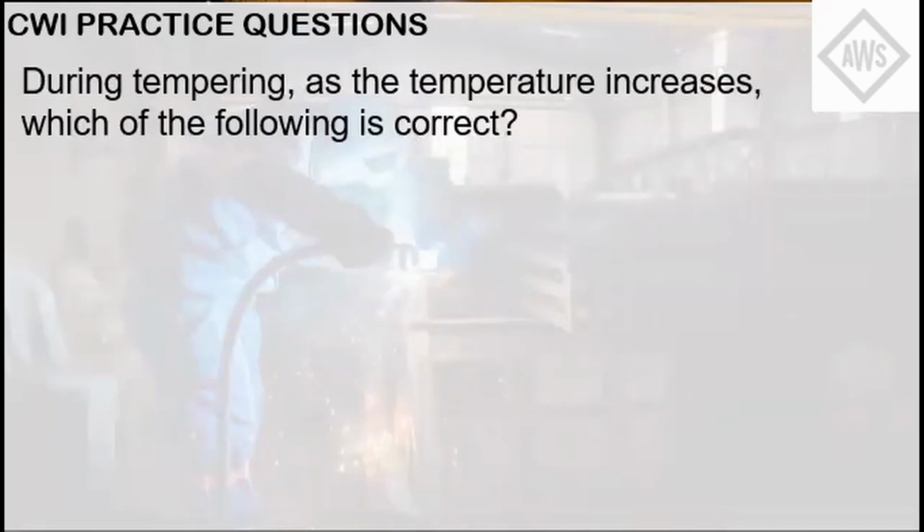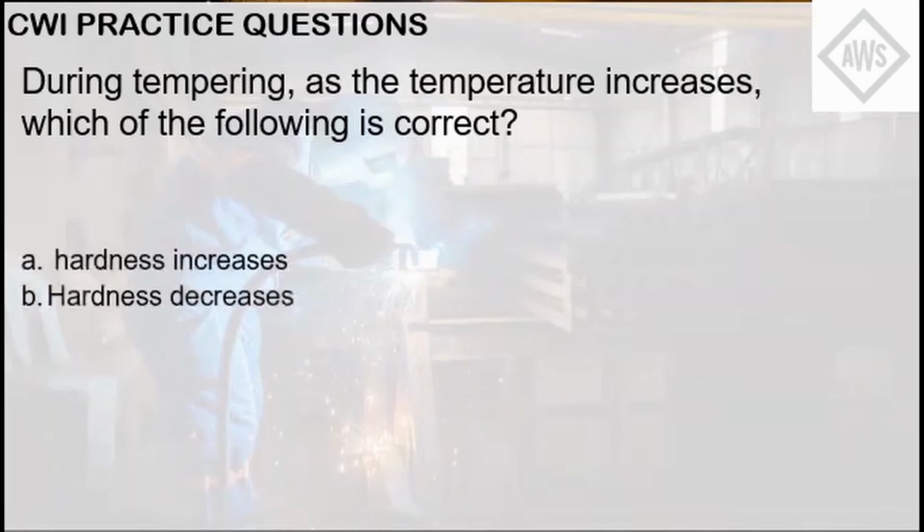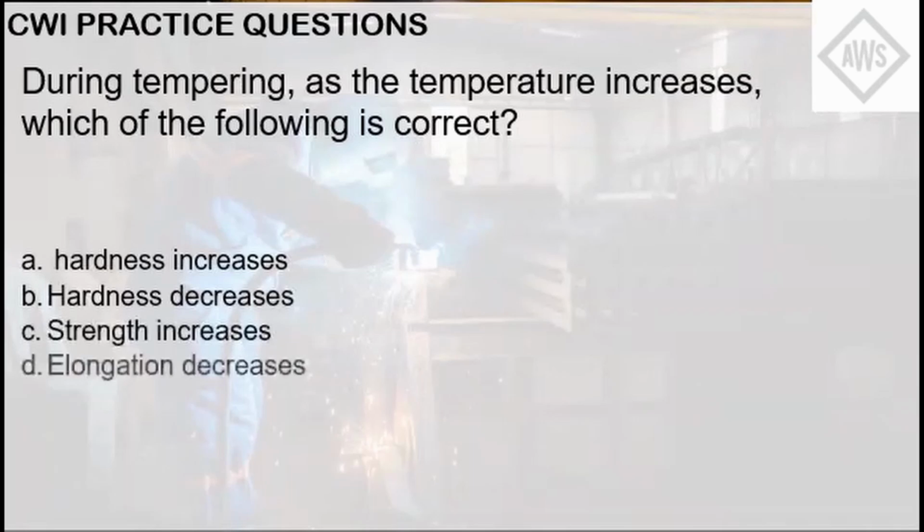Next question. During tempering, as the temperature increases, which of the following statements is correct? A. Hardness increases. B. Hardness decreases. C. Strength increases. D. Elongation decreases. So when tempering, you reduce the hardness of the metal by applying heat to it after quenching. So after quenching of the metal, you will have to increase its temperature slightly to reduce the hardness so the resulting metal is not as brittle as it would be if it were only quenched. So the answer here is letter B.